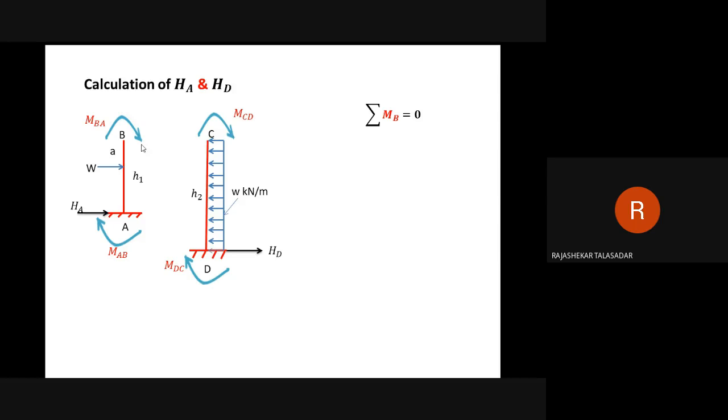Then if you take moment about B, how many forces are acting on this column now? Can anybody tell me? 2. 3, sir. Still think. 4. See, load is a W, and moments are also generally called forces. 2 end moments, 1 load and 1 reaction. W, HA, MAB, MBA. These are the 4 forces acting on the column AB.